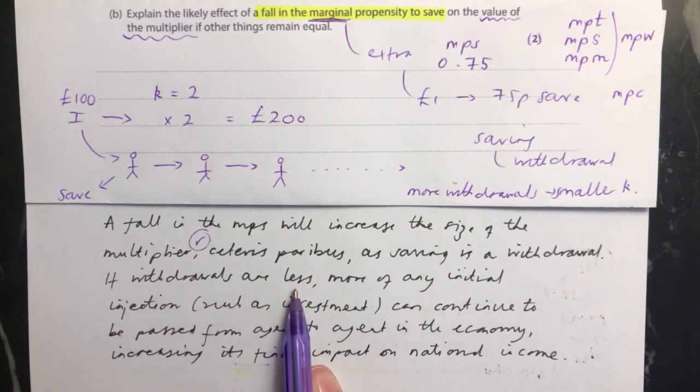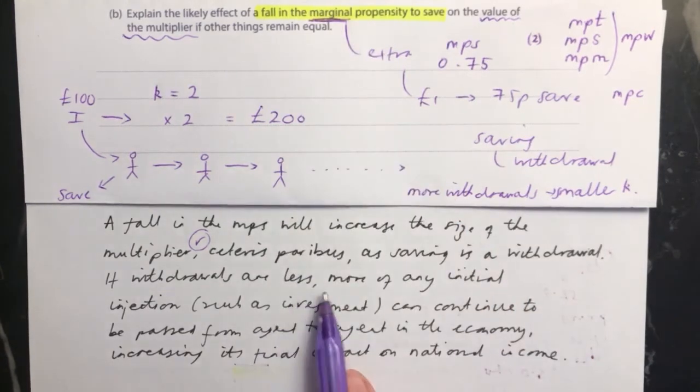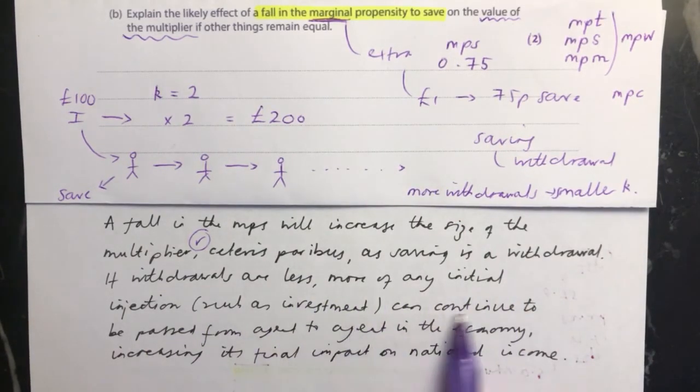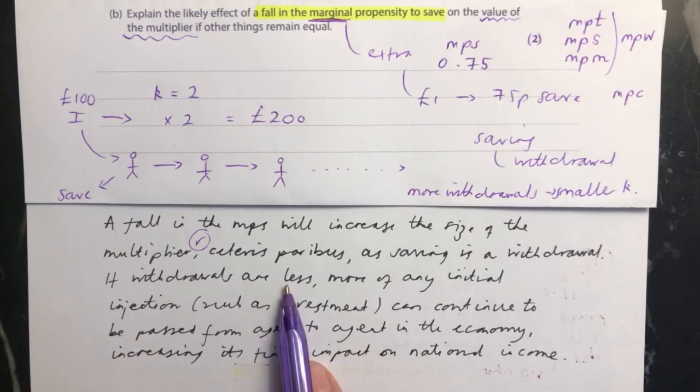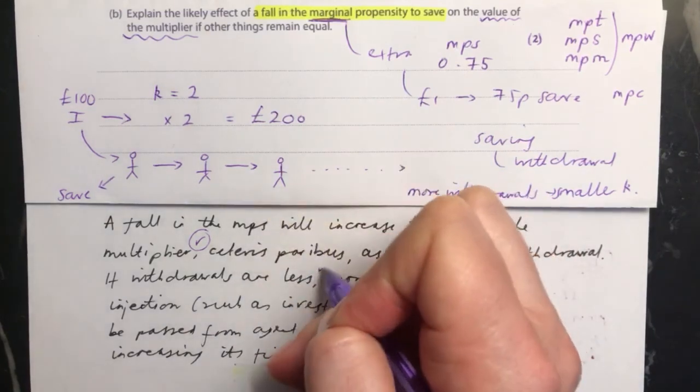If withdrawals are less, because we know that they're saving less, more of any initial injection, such as investment, can continue to be passed from agent to agent in the economy, increasing its final impact on national income. Your second mark is for recognising that saving is a withdrawal and that withdrawals have decreased. So that's your second mark.